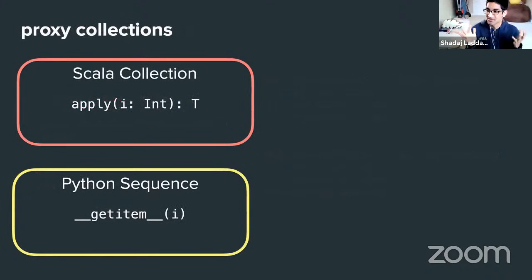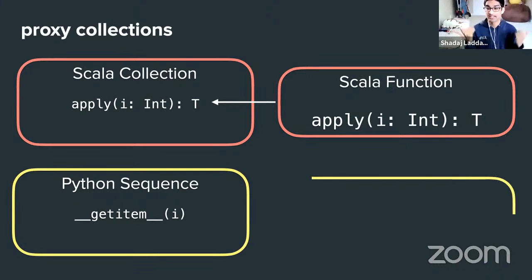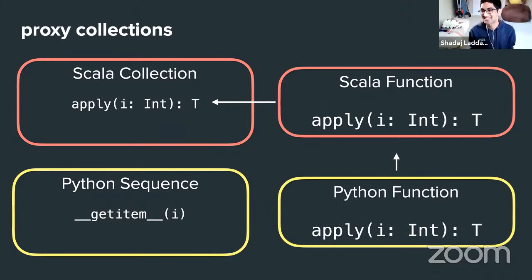The proxy collections are a bit interesting because that requires Python to talk back to Scala. But one of the nice things is because we already have the support for converting Scala functions into lambdas, we can just use this for proxies. So what we do is if we have a Scala collection with an apply, we'll create a Scala function which references that apply method, convert that into a Python lambda, which is an equivalent for that apply method. And then lastly, just wire the Python sequence's get item to that lambda. And so now we have a Python sequence, and whenever you try to access an element, it'll go to Scala and grab that element for you.